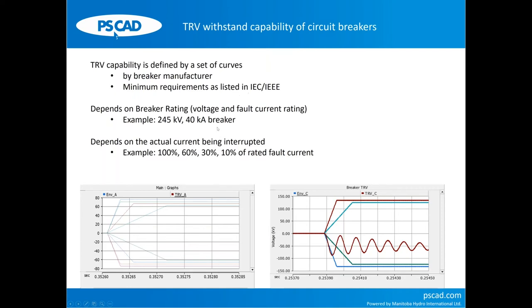So these curves depend on the voltage and the breaking capability, breaking capacity, in other words. And also they depend on the actual fault current you are interrupting. So there are several capability curves for a particular voltage depending on the percentage of the current you are interrupting. In other words, we call it the duty cycle.